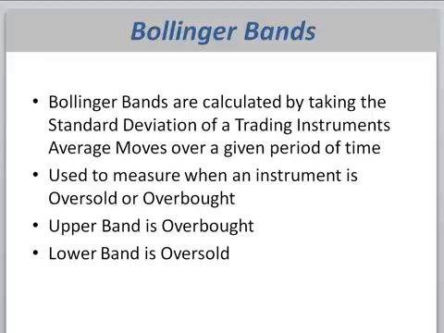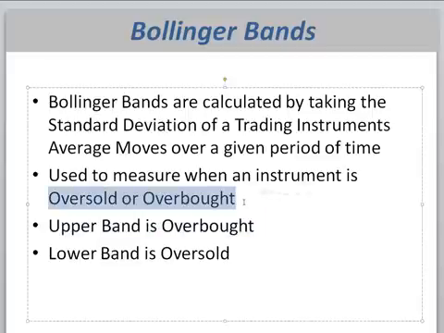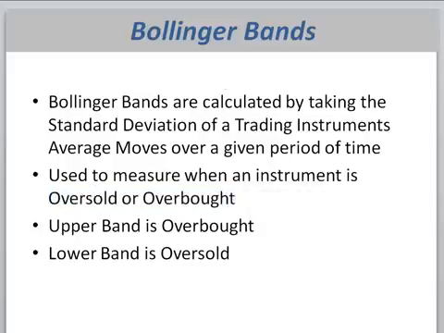Basically what you've got to know is that they're used to measure when instruments are oversold or overbought. That's the main thing. If a trading instrument trades up to its upper band, that means it's overbought. If it trades to its lower band, that means it's oversold. So traders will use Bollinger Bands as a way of knowing when something is oversold. Hey, if it gets oversold, maybe it's a good time to be buying it. And they'll use it as a way of knowing when to short when the Bollinger Bands show that things are overbought.